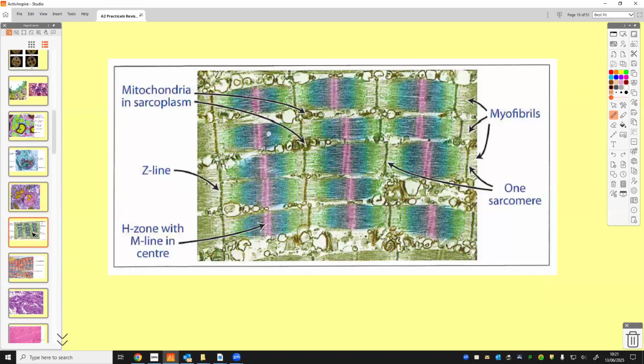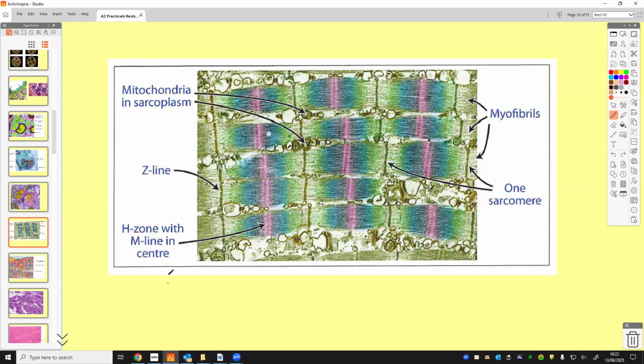Muscle is another one where they could use electron micrographs. So you can see here the Z lines, which are within the center of your actin filaments. The M lines, the thicker ones, you can see there in the middle of your myosin filaments, and the H zone there is just where you get the overlap between the two. So one sarcomere length would be from Z line to Z line.